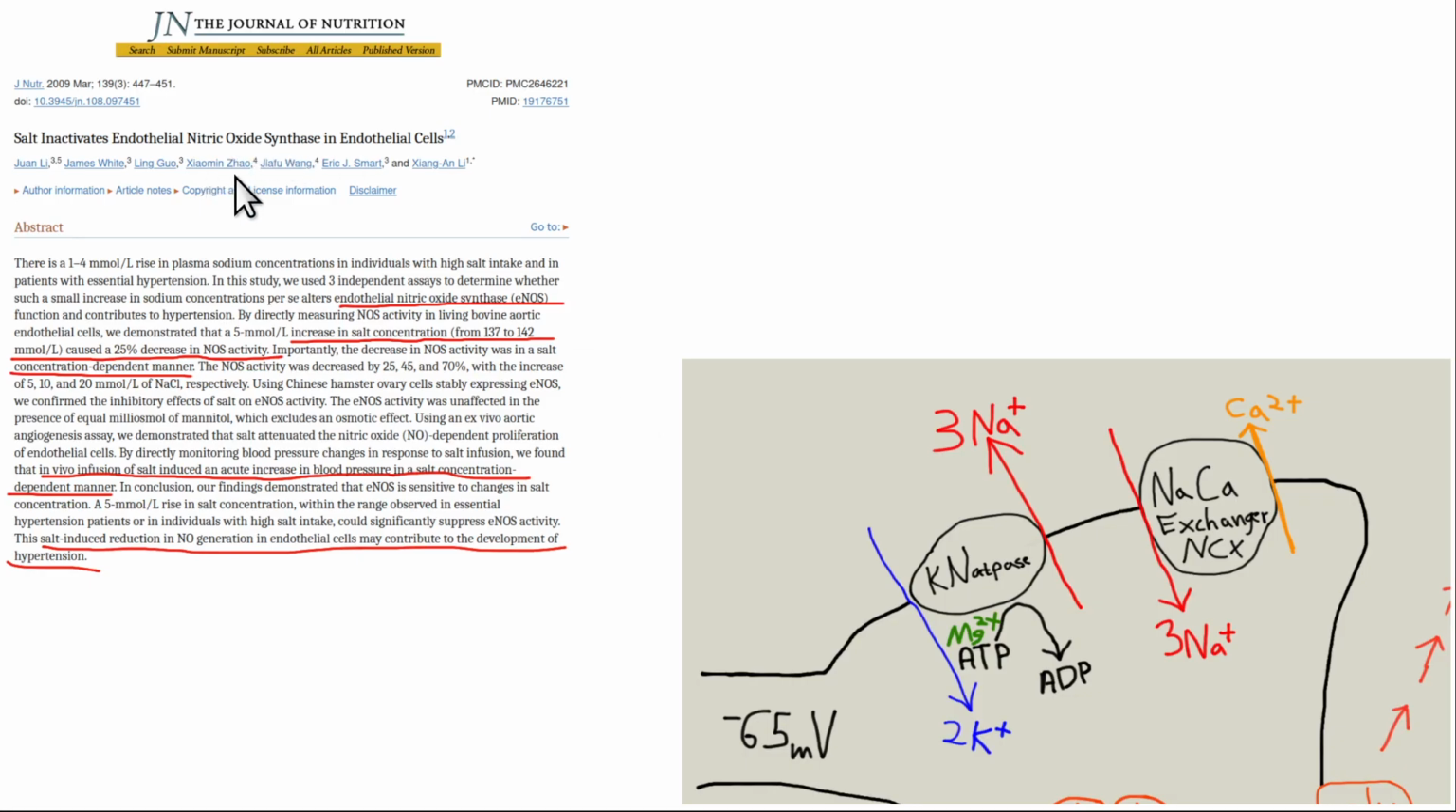Okay, salt inactivates endothelial nitric oxide synthase, so eNOS, endothelial NOS, nitric oxide synthase. So nitric oxide is the big vasodilator released by the endothelial cells lining all the arteries. So when you inhibit that, you get vasoconstriction. And the vasoconstriction means that you have less blood flow to that tissue, for example, the skeletal muscle.